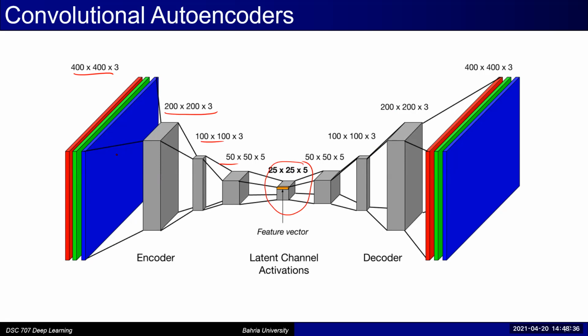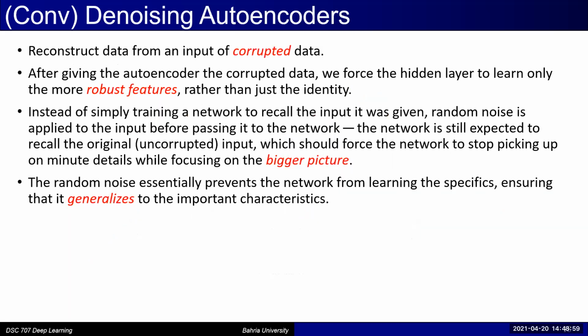right? So this part is actually your encoder, and then you have the decoder part, which is doing the reverse process, and eventually you are getting this 400 by 400 by 3 as an output, right? So this basically is exactly the same concept. The only thing is that the fully connected layers are replaced by the convolutional layers, right?